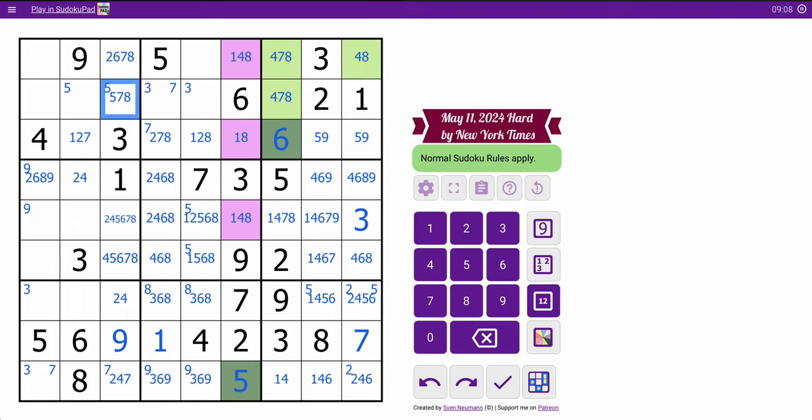5, 6, 8, 9 in box 7. I need 1, 2, 3, 4, 7. Eight, nine are restricted in row 7 and 9, respectively. This is 5 in row 7, 7 in row 9.